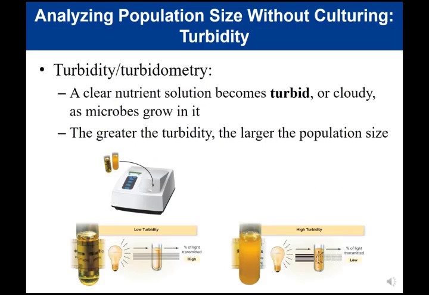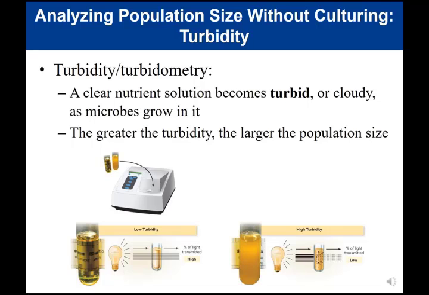There are several methods that can be used to analyze population size without culturing. The first method would be to measure turbidity. Remember that in lab, we have used turbidity as a method to determine how much bacteria has grown. The more the microbe has grown in the solution, the more turbid the solution becomes. It becomes a lot more cloudy, right? And when we vortex our tubes, we're looking for that turbidity or cloudiness.